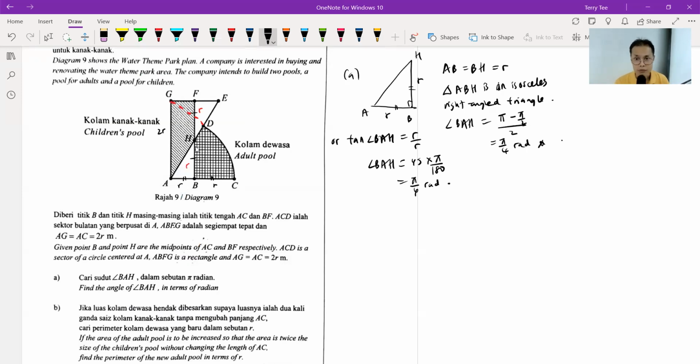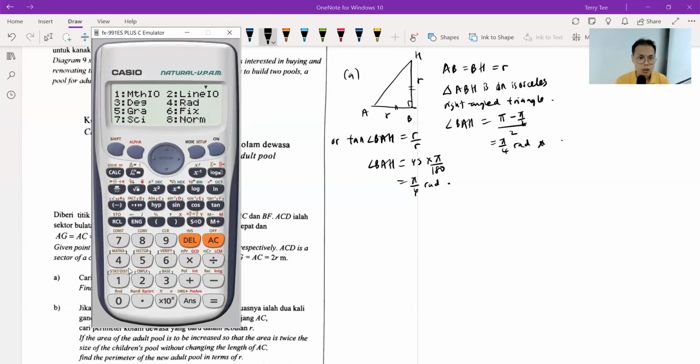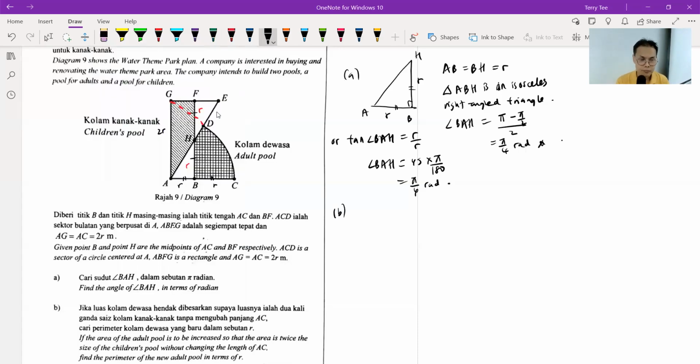Yeah, same thing. For the first one I used angle in radian straight away. This one I used degrees, then I convert back to radian. In fact, you can just change your calculator to radian mode, then inverse tangent of 1, you get pi over 4. All right, so this is the first part.